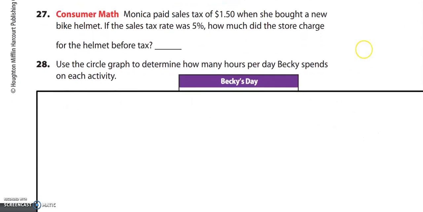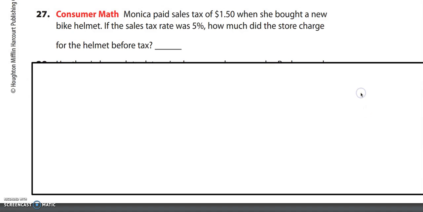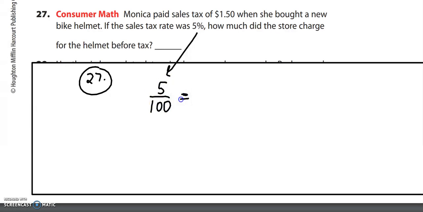Number 27. This is actually probably the hardest problem here, just because a lot of kids have been paying attention to the rule about how to set this up. Monica paid a sales tax of $1.50 when she bought a new bike helmet. If the sales tax rate was 5%, once again, 5% means 5 hundredths. And where do we put this $1.50? Well, $1.50 is the sales tax that she paid, and the question says, how much did the store charge for the helmet before tax?